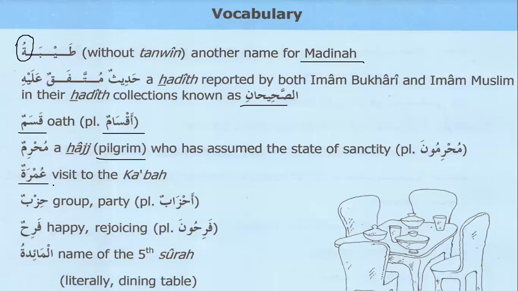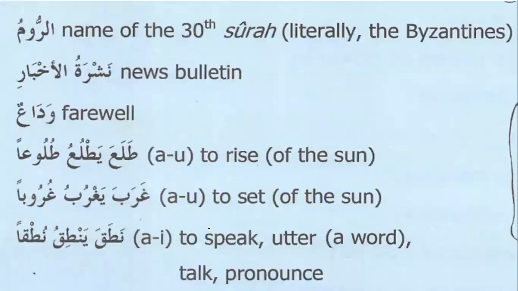Umratun, visit to the Kaaba, of course, and inshallah, i'tamara ya'tamiru, from this we will see how this word is derived. Hizbun, group or party, and the plural is ahzabun. Farihun, happy, and farihuna is the plural. Al-Ma'idatu, name of the 5th surah, meaning dining table. Literally, it means dining table.